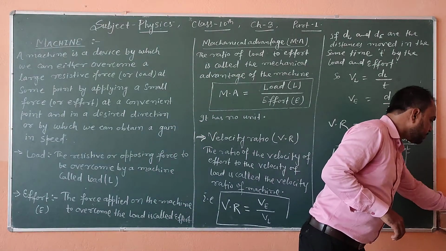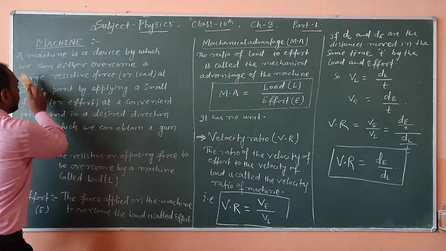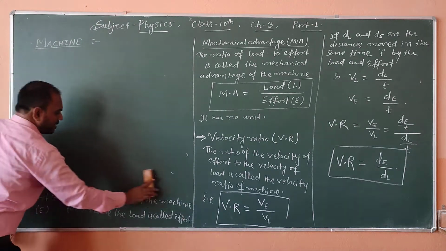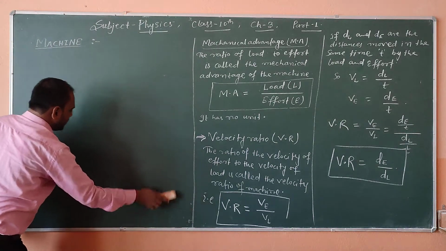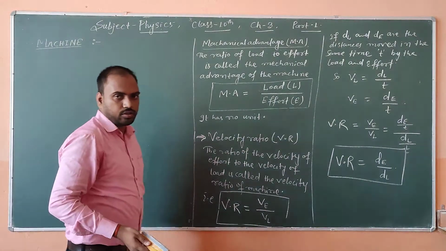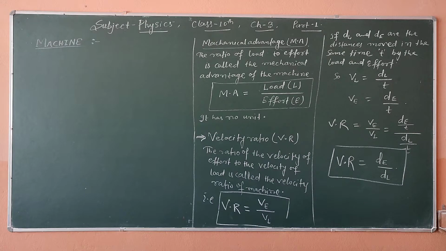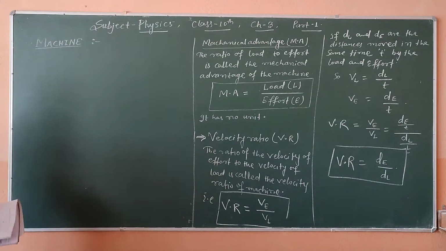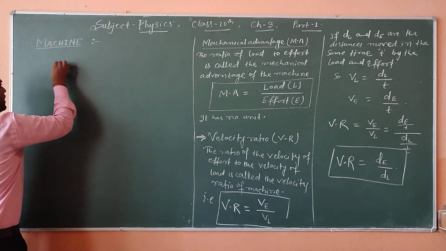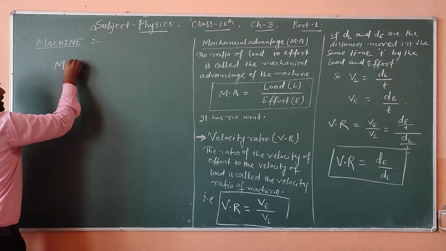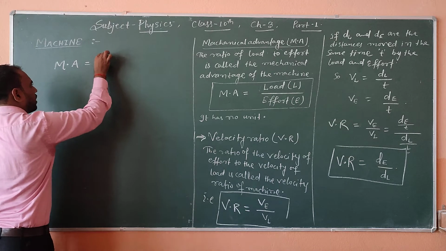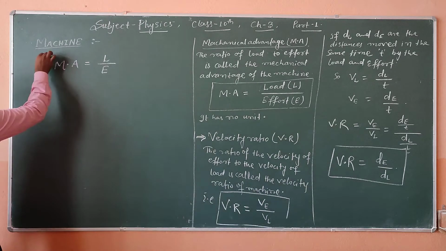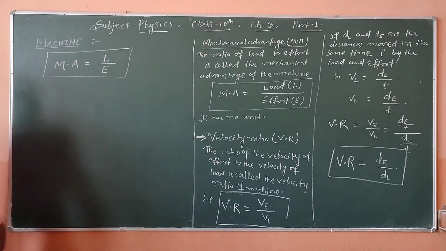Now I am going to take the next point, that is mechanical advantage: how mechanical advantage divides machines into types. According to mechanical advantage, there are many types of machine, basically 3 types. Okay, I am going to make it clear. We know that mechanical advantage is equal to load upon effort, as I am explaining here. It means there will be 3 cases here.